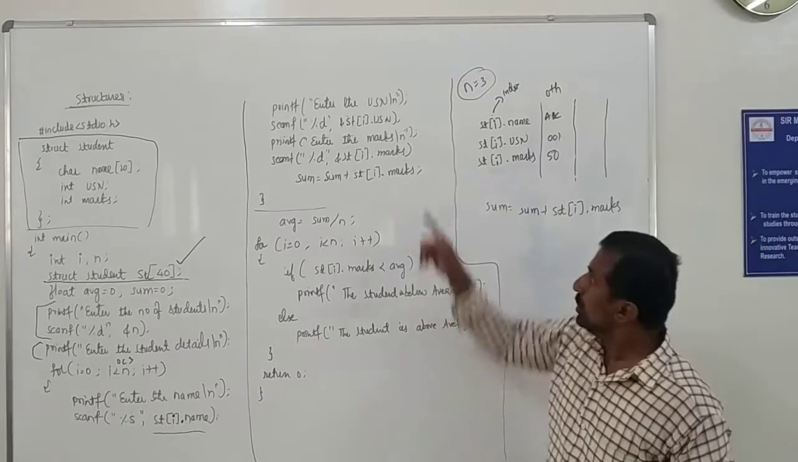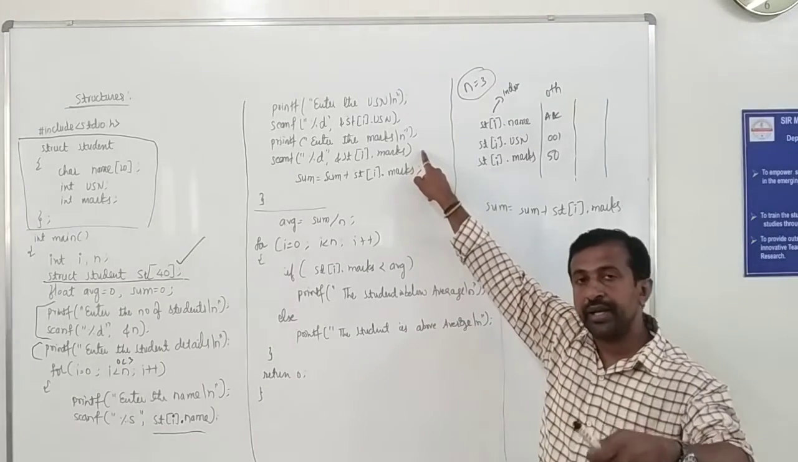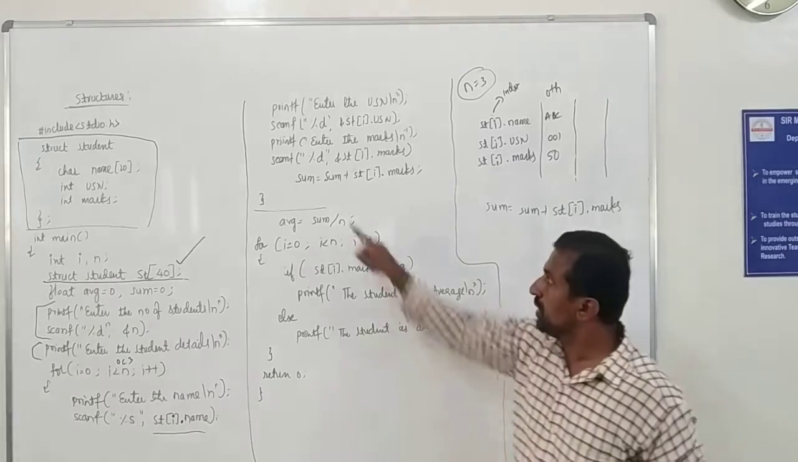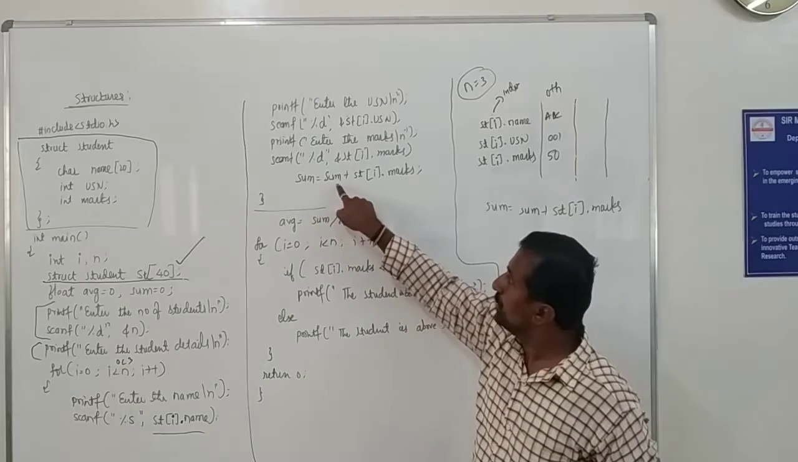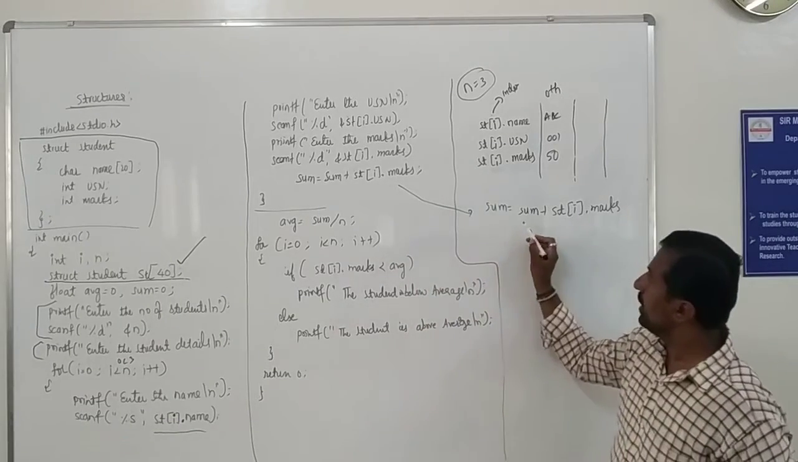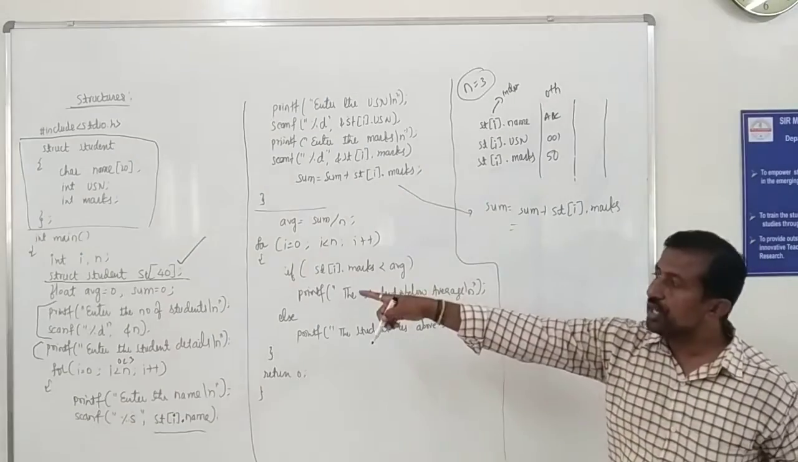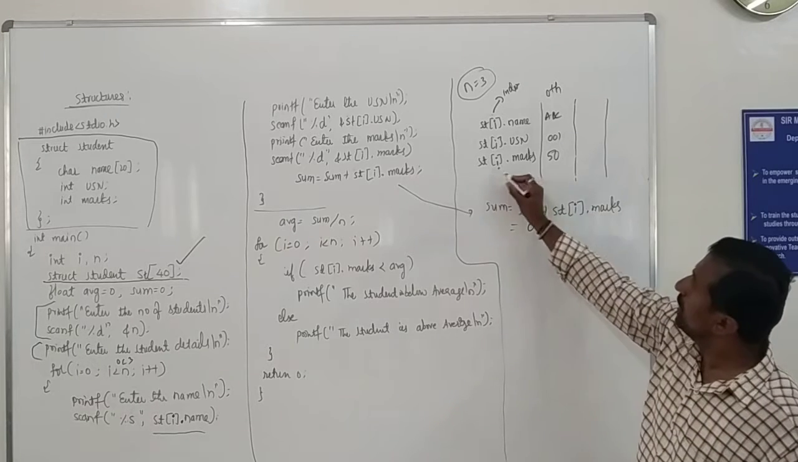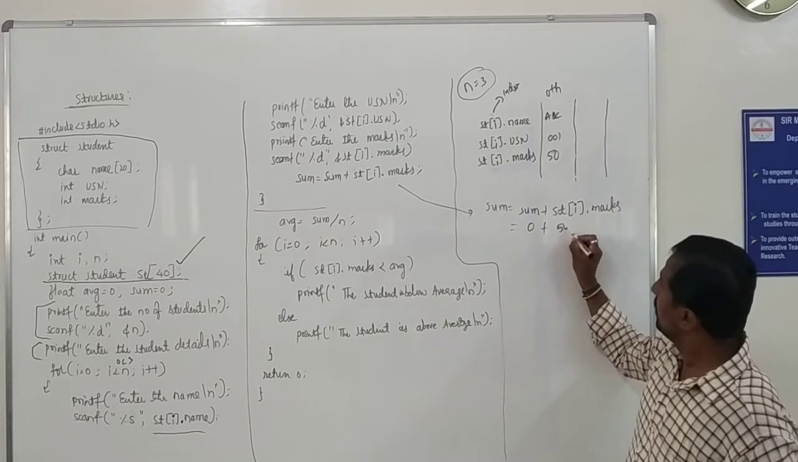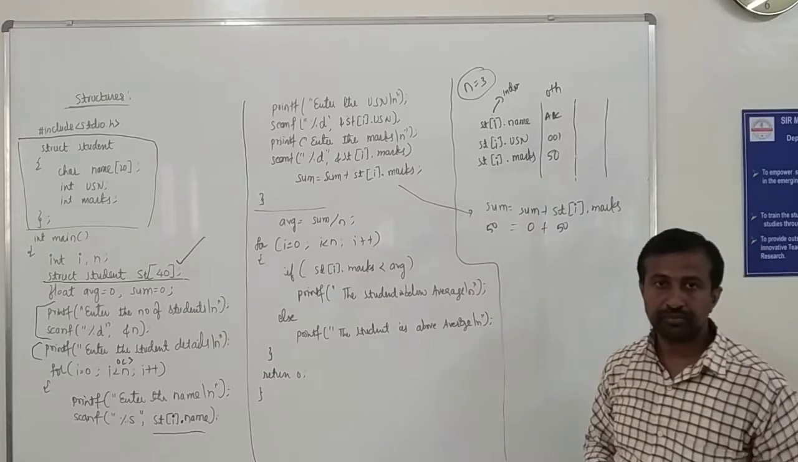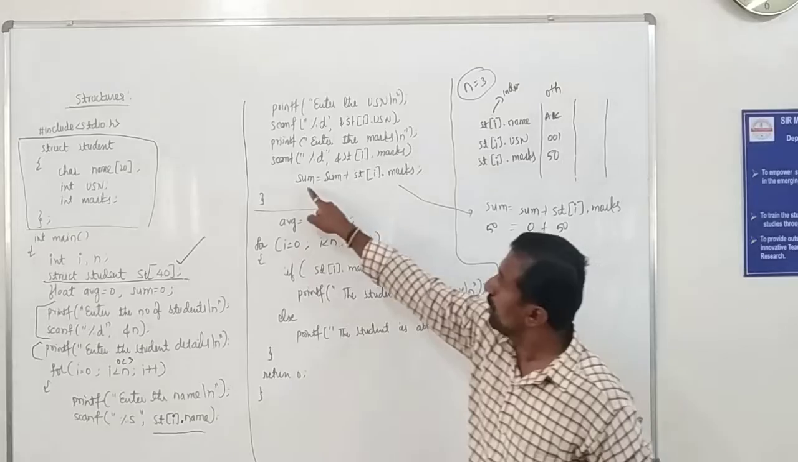After entering all these details, I am going to calculate the sum of the marks. I take one statement: sum is equal to sum plus student of i dot marks. Substitute the values. Initial value of sum is 0 plus student of i dot marks. What is the marks? 50. So 0 plus 50. 50 is stored in sum.